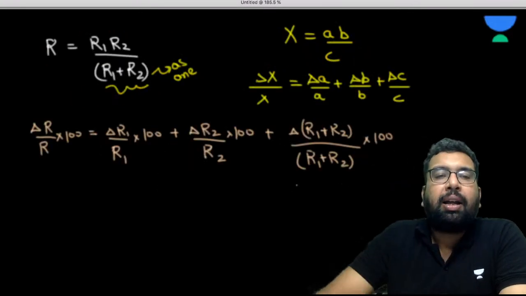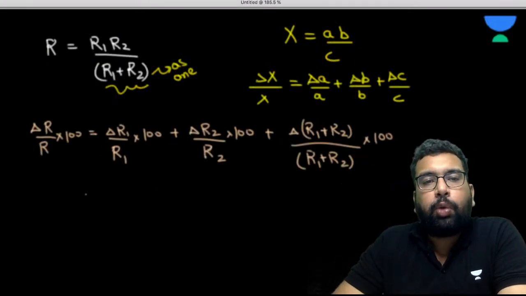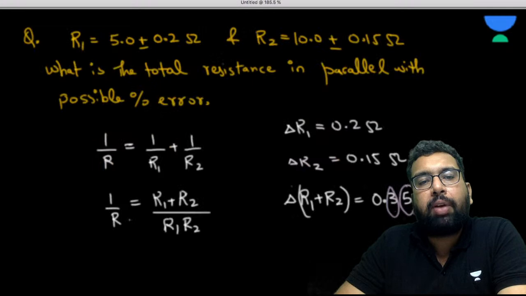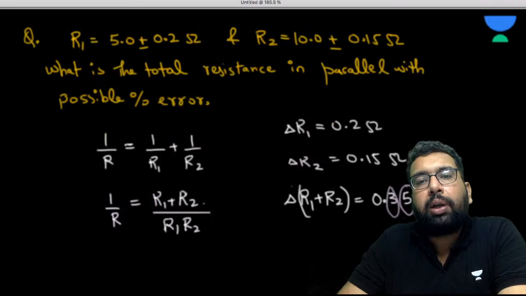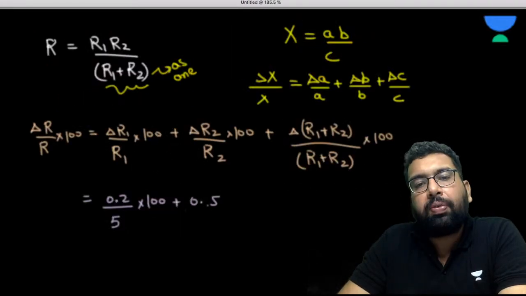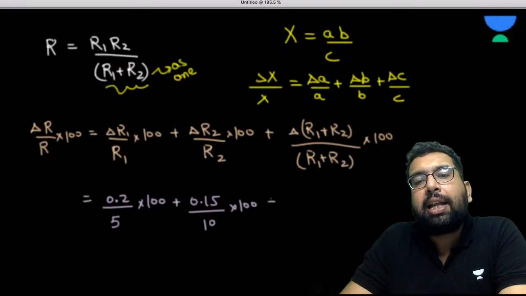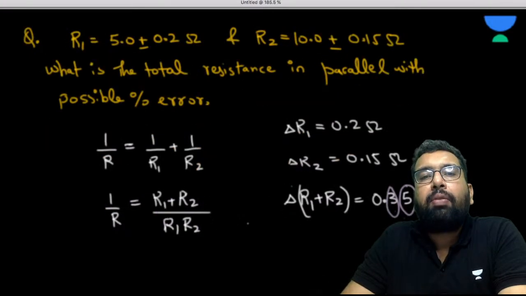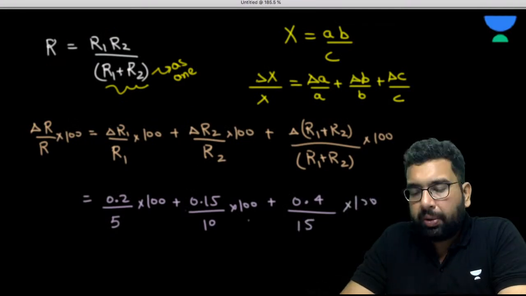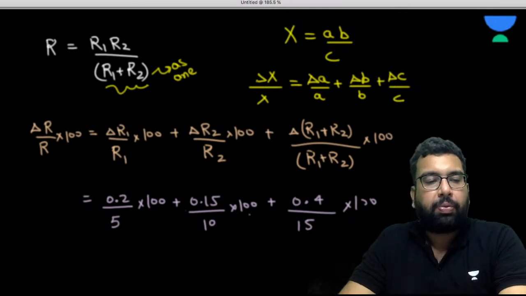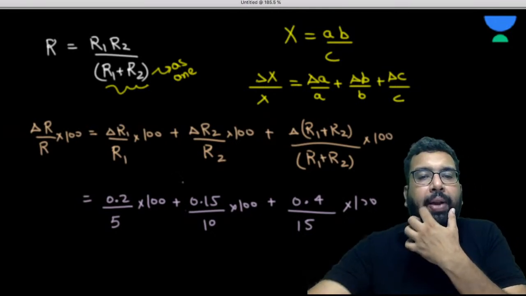So many teachers even miss this thing. Now, what is delta R1 upon R2? I'll put in the values now. It is 0.2 divided by 5 into 100. Then this is delta R2, so it is 0.15 upon 10 into 100. And delta R1 plus R2, we just saw, is 0.4 divided by R1 plus R2, so it is 15 into 100. From here, we can do the calculation.